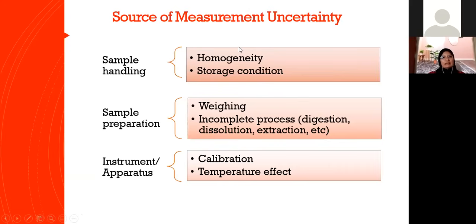Sample handling basically affects the homogeneity or storage condition. Sample preparation is by weighing or the preparation process, if we need to do any digestion. Maybe sample is not so related with you. Okay, it's related to you. Instrument or apparatus, maybe the calibration, not your calibration process, but maybe your standard weight or your calibrator, and temperature effect.